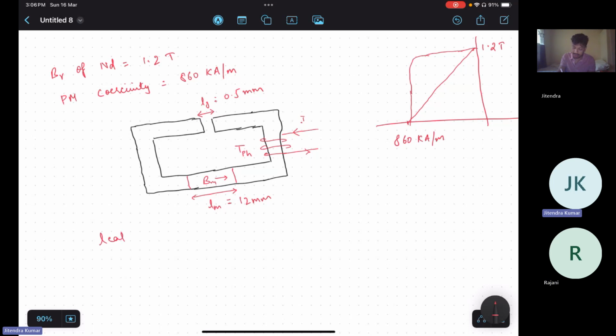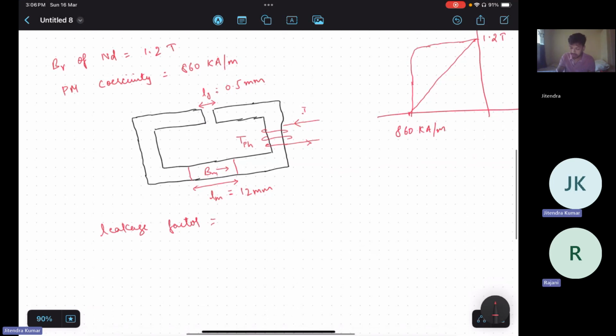and the leakage factor is 1.25. And one important piece of information given is that the magnet area is equal to the air gap area.